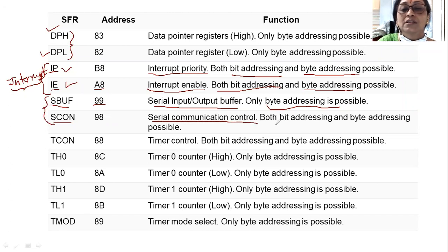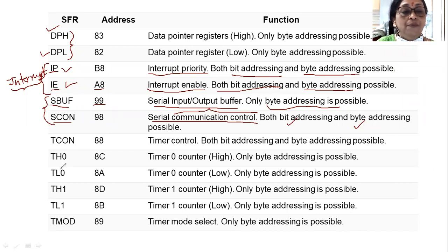Okay, so this is both bit addressable as well as byte addressable. And as you know, to control the serial communication function, the SCON register is used. We are going to study the structure or internal details of the SCON register while studying serial communication. At this point you only remember this is a special function register which is bit addressable as well as byte addressable, and it is used to control the serial communication.